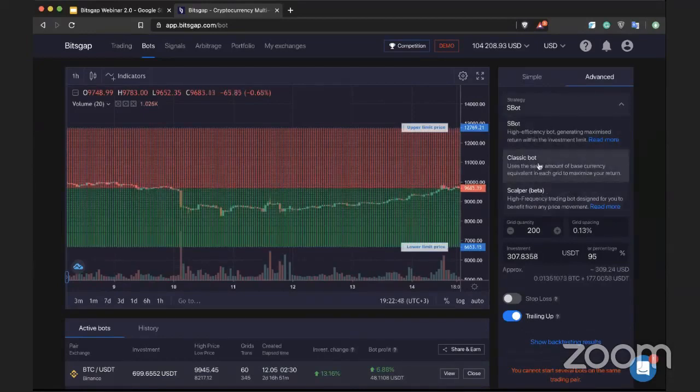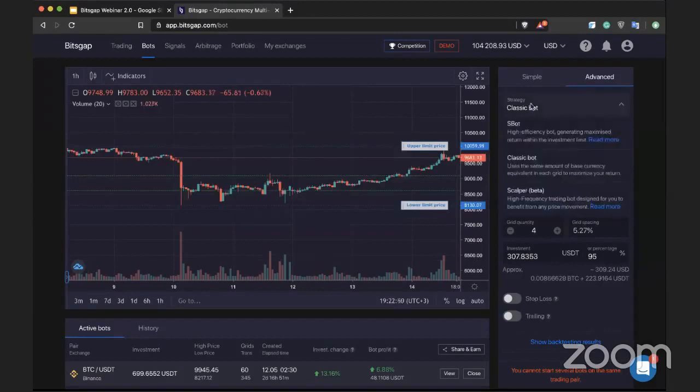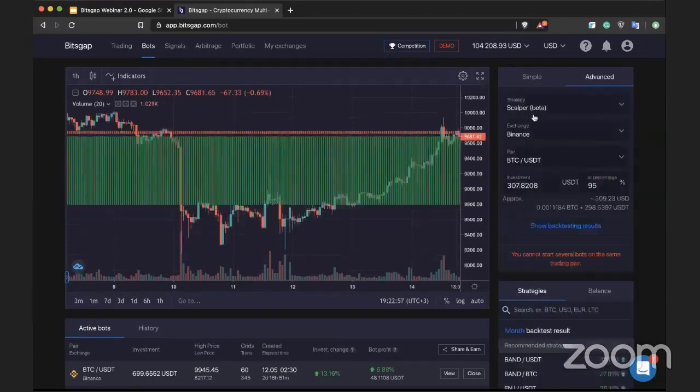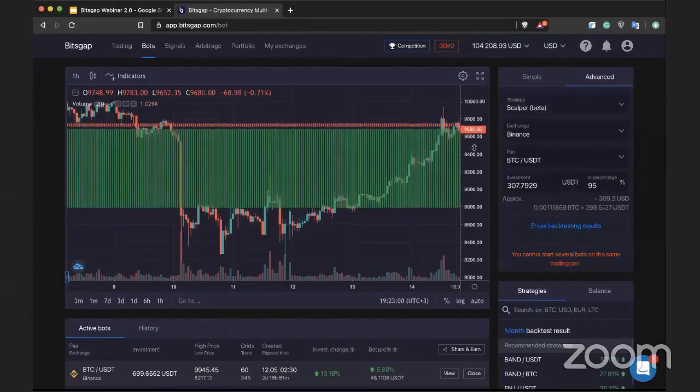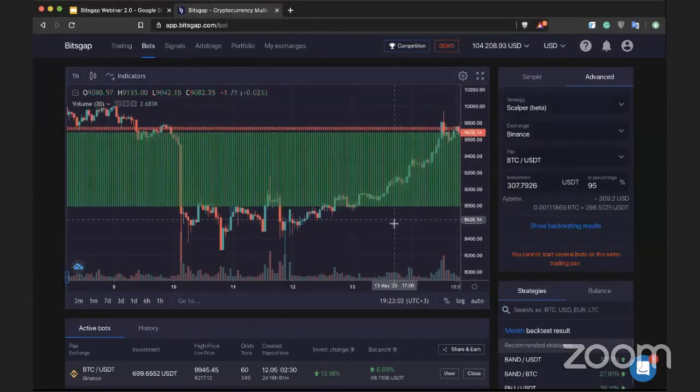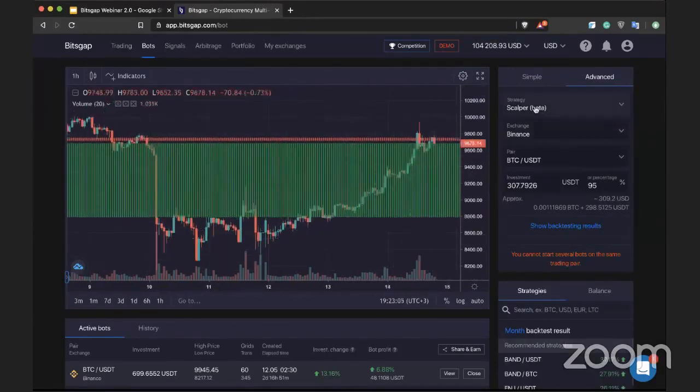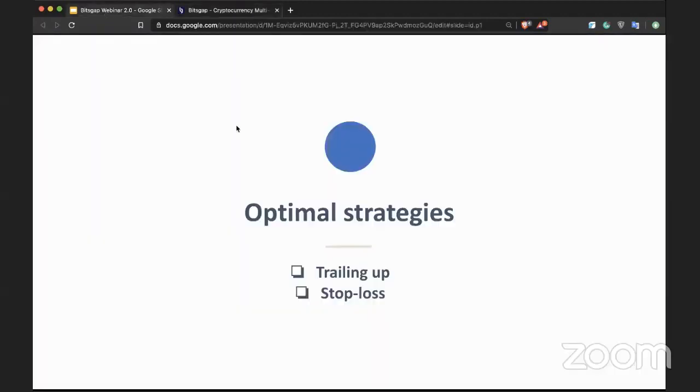And we also have the classic bot, which is the original one. And we use the classic one to develop new automated trading bots. And the scalper, it's currently in the beta mode. And I will come back to this topic, scalper, a little bit later. So once again, stay tuned with me. Now let's come back to the presentation and continue speaking of the optimal strategies.